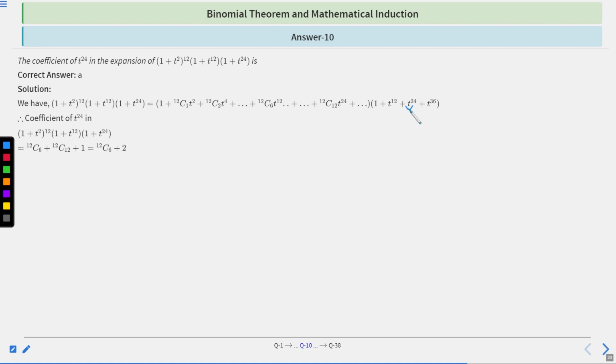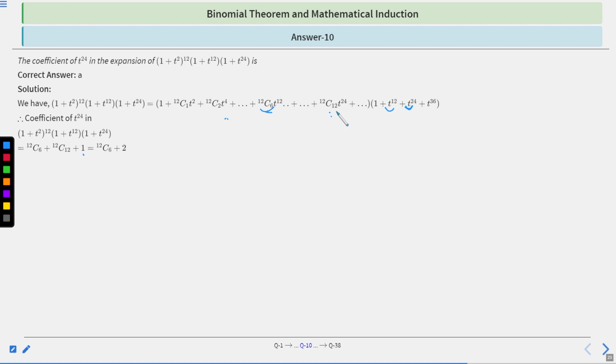So let's take this to the power 24 and 1, right? So 1 plus this t to the power 12 and t to the power 12 in this here. So the coefficient of t to the power 12 is 12c6, right? So 12c6 into 1. Now, 1 into the coefficient of t to the power 24 in this expression, right?